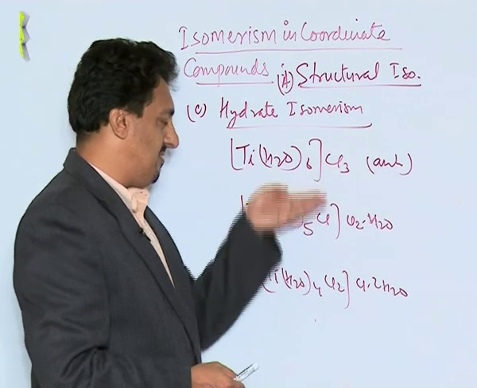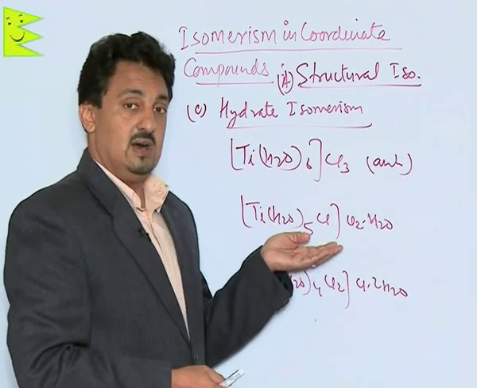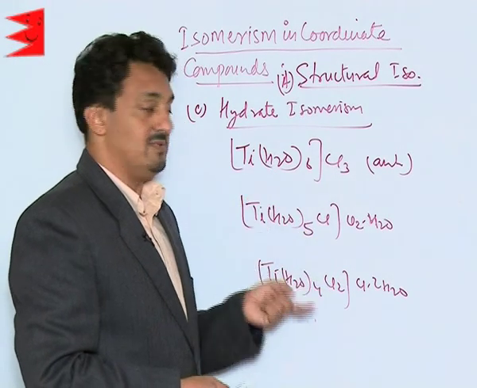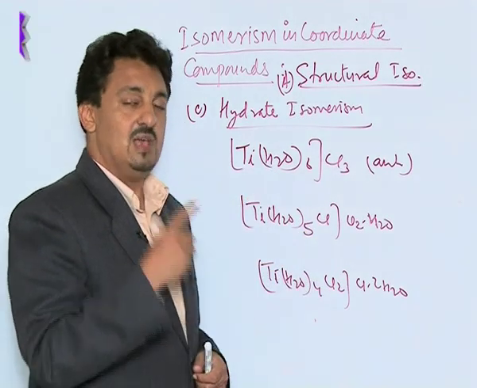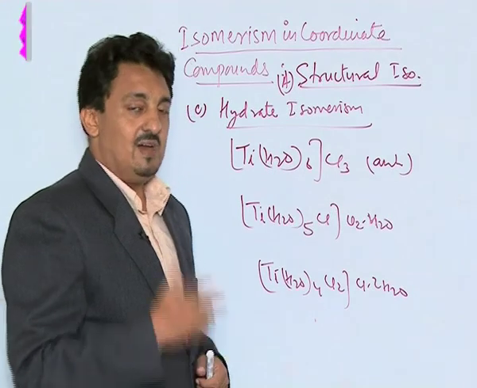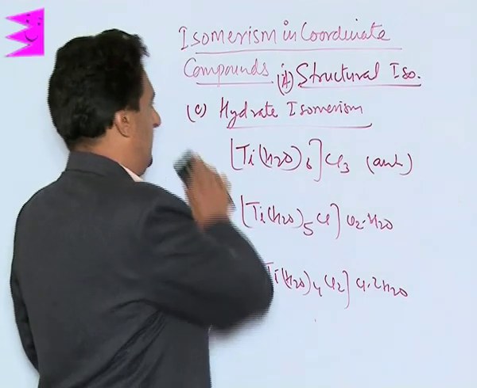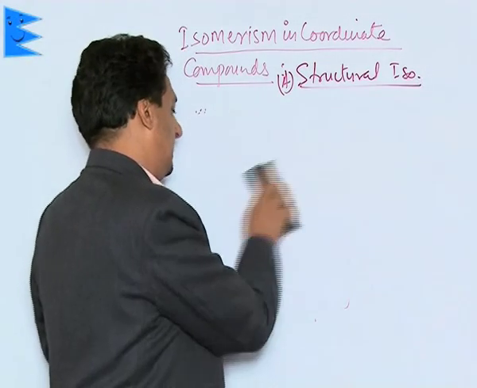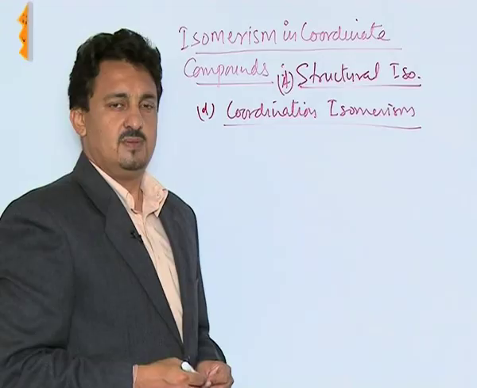So all these three are the hydrate isomers or solvate isomers of each other, because these isomers differ in the number of water molecules present as water of crystallization. Now let us see the fourth type of isomerism, which is called coordinate or coordination isomerism.